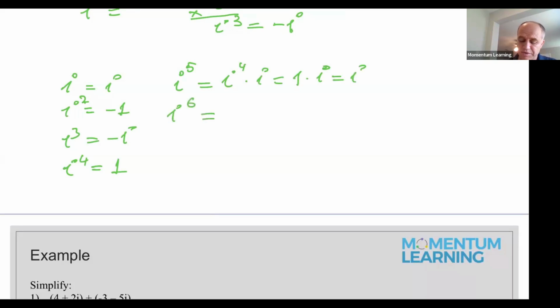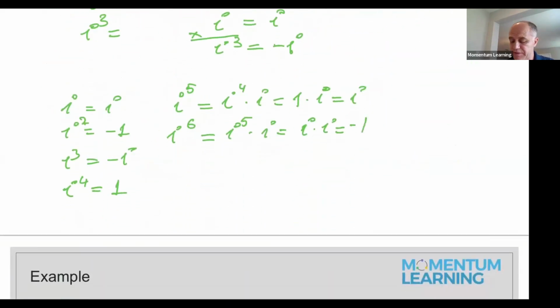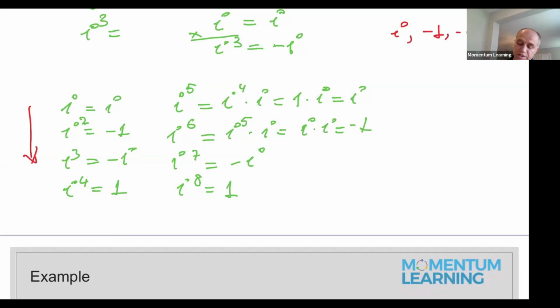And what about the sixth power? The sixth power is the fifth power multiplied by a single I, so 5 plus 1. In the previous step, I to the 5 is I, so I times I. What is I squared? I squared is negative 1. If I continue, the 7th power will be negative I, and the 8th power turns out plus 1. Please have a look: the first 4 powers give us these results: I, negative 1, negative I, and plus 1. What about the second 4? You can see it is the same: I, negative 1, negative I, and plus 1. So basically, every 4 powers of I are the same. It is repeating.